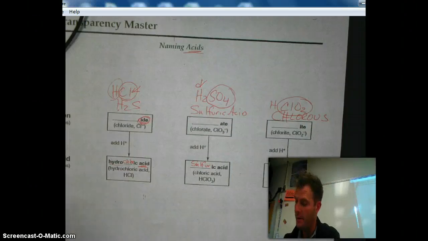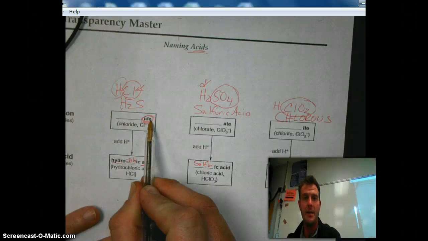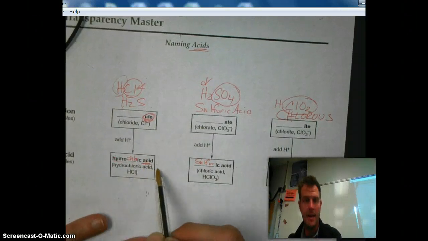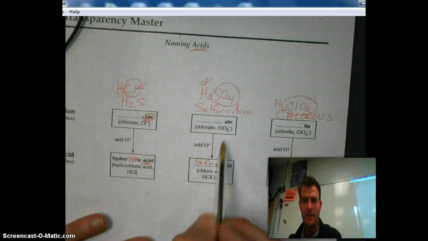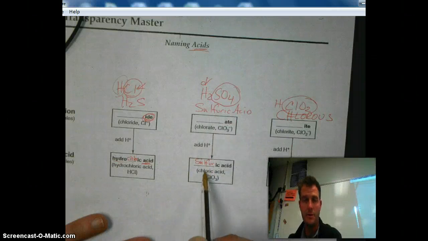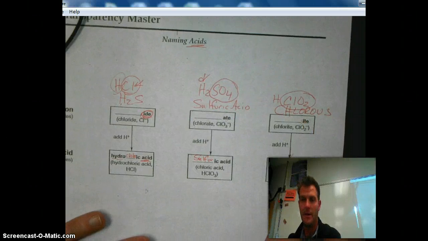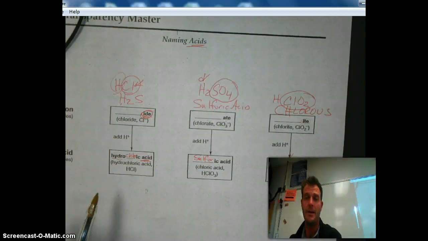So all you have to do on all these acids is look at the anion, or the second part, and figure out if it ends in IDE, ATE, or ITE. If it ends in IDE, it would get the hydro, IC acid. If it ends in ATE, the ATE goes to IC, as in sulfuric acid. And if it ends in ITE, it's going to end in OUS acid.